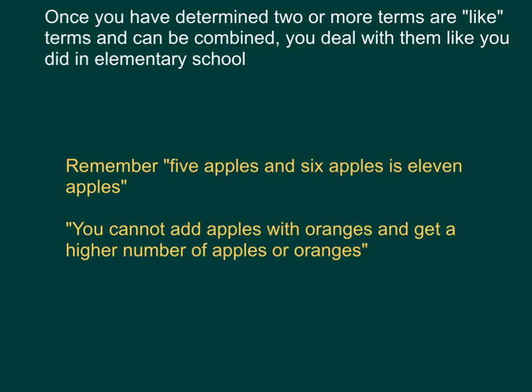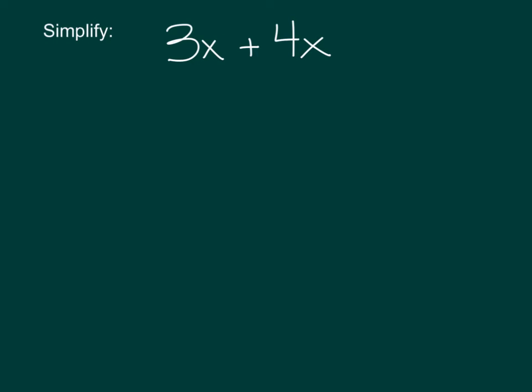All right, once you have determined two or more terms are, quote, like terms and can be combined, you deal with them like you did in elementary school. When you learned 5 plus 6 was 11, we're going to do the same stuff. So remember, 5 apples and 6 apples is 11 apples. And you cannot add apples with oranges and get a higher number of apples or oranges. It just does not work that way. So the first example I asked you to simplify: 3x plus 4x equals 7x. Not 7x squared, just 7x.